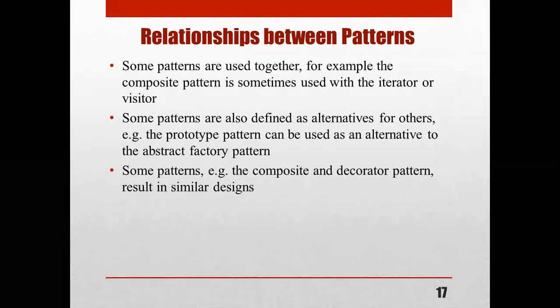Then some patterns like the composite and decorator patterns result in similar design. The design of the composite and decorator patterns is the same. So we can use either the composite or decorator pattern. These are the relationships between patterns: a number of patterns have similar designs, so we can use alternative patterns. Like instead of the prototype pattern we can use the abstract factory pattern. We can use a number of patterns together to achieve certain results.